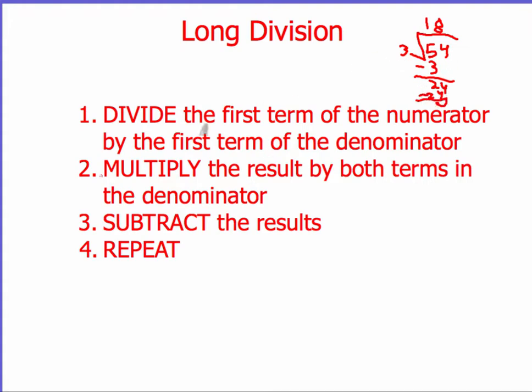So what did we do here? We divided the first term by the first term, and that got us this. Then we multiplied this result by this term. The only difference is there's going to be two terms here in the problems we're going to do. Then we subtracted, and then we repeated the whole process. That's what we're going to be doing to do long division.